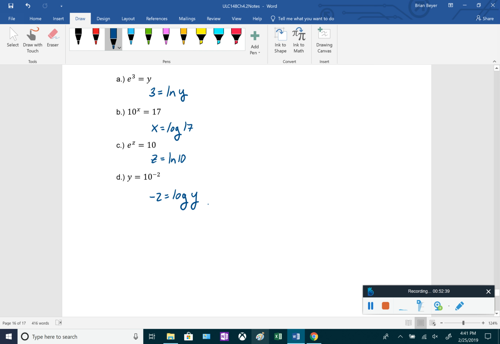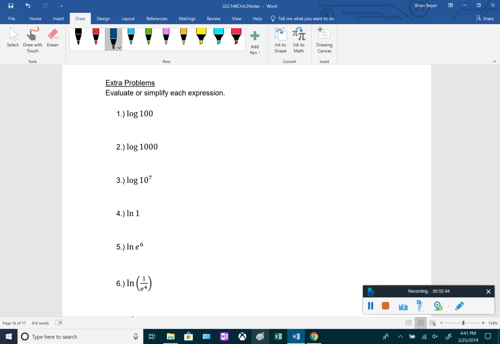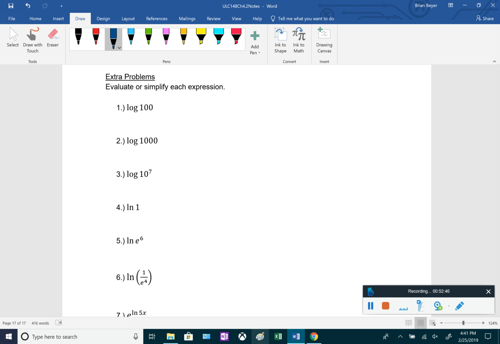Okay, so that is just extra examples using the common base and the natural base. So here are some extra problems. I put several of them in here to make sure we're comfortable with all of this. So, like 12 of these. The first one is log of 100. So we're just evaluating or simplifying as far as we can go.